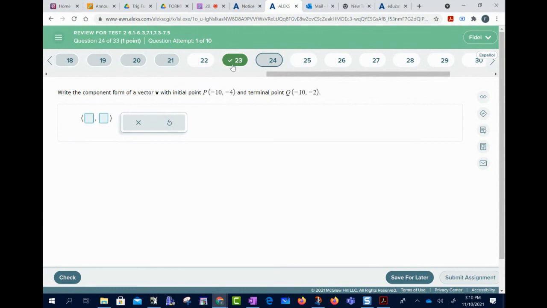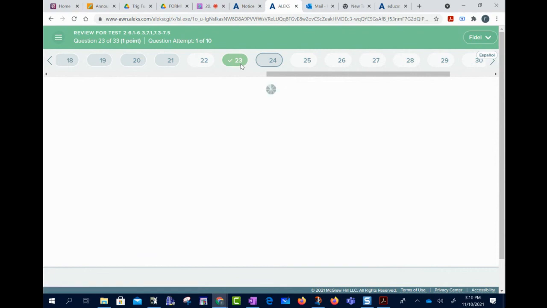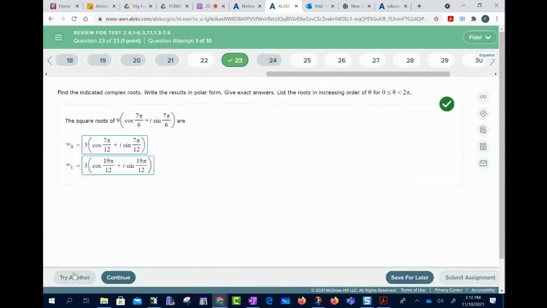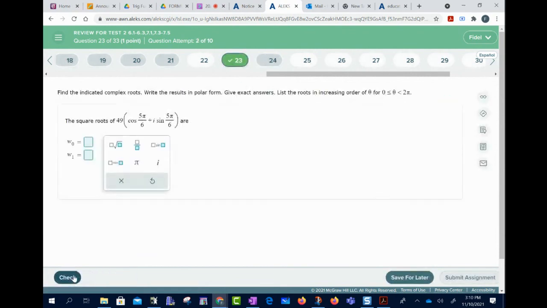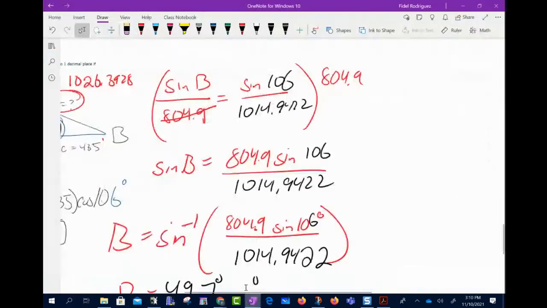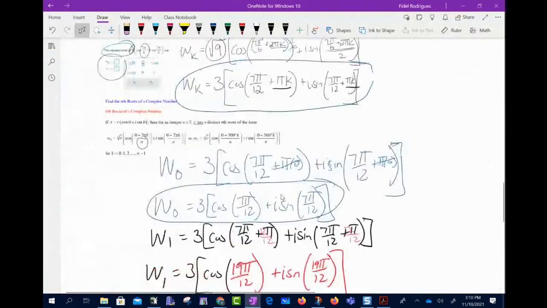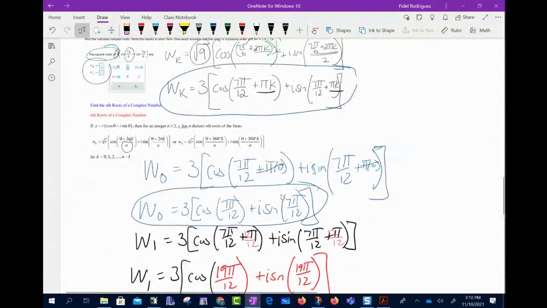And I picked these problems specifically, right? Say we did 23. Where was 23? This one here. If I hit try another, it's still giving me square roots. The only thing different is my R changed and my angle changed, right? But isn't it basically the same type of problem? So if I know how to do the one that we did earlier, the one that Jennifer asked me about right over here, then I can apply that same principle to this one. And I'm going to say, okay, I know how to do this one. That's really what I did.